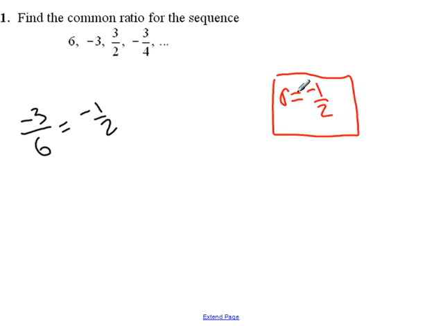So 6 times -1/2 is -3. -3 times -1/2 is 3/2. 3/2 times -1/2 is -3/4.